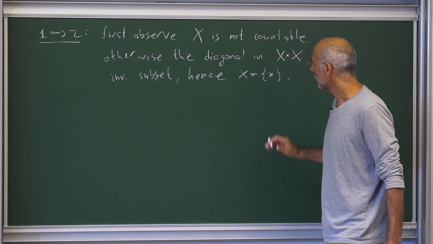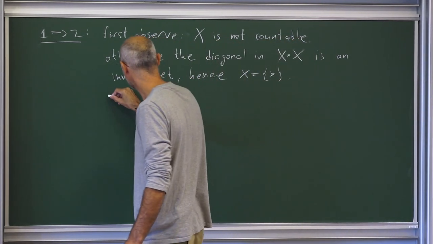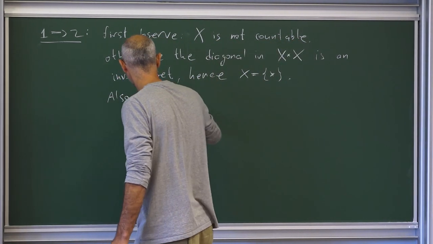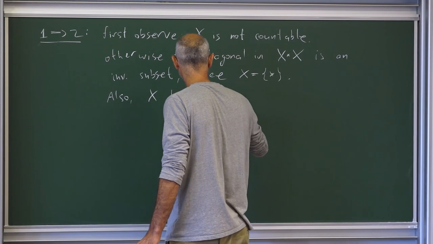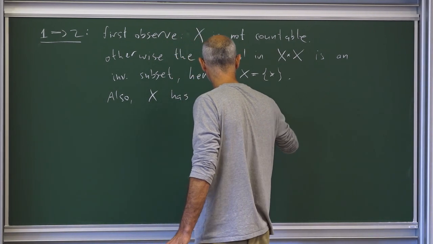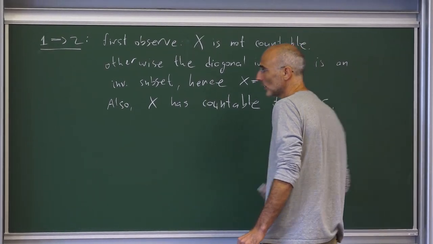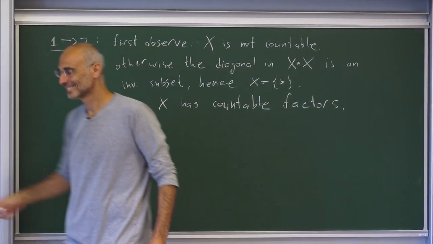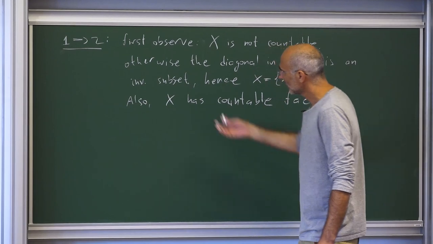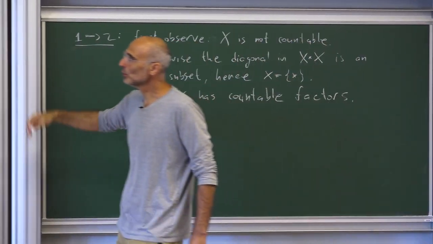So this is also, X has no countable factors by this remark. And so now I'm ready to prove one implies two.